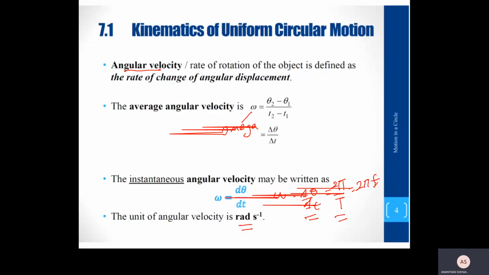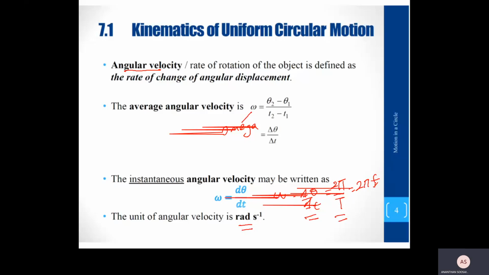Okay, many of you wear a watch. You have 3 needles there, second hand, minute hand, hour hand. Which has the greatest omega? The second hand has the greatest angular velocity. Why? It has the shortest period. What is omega? 2 pi over T.